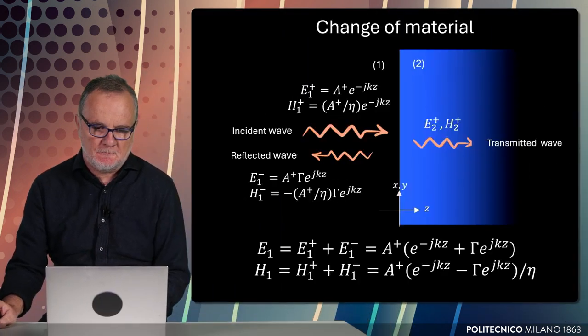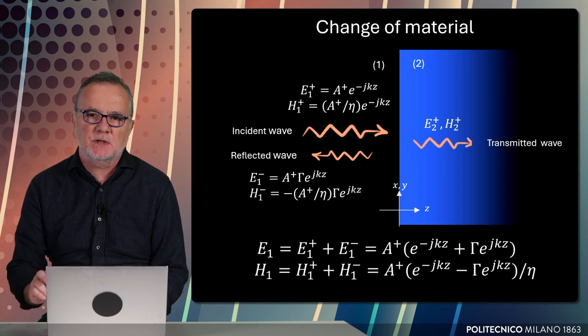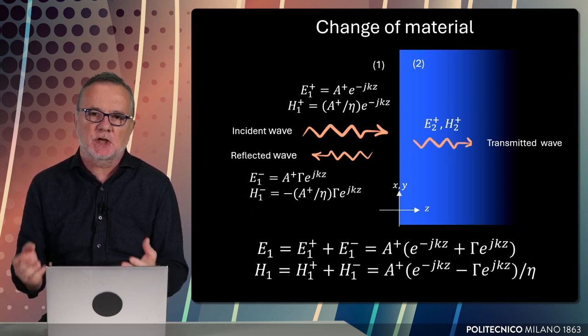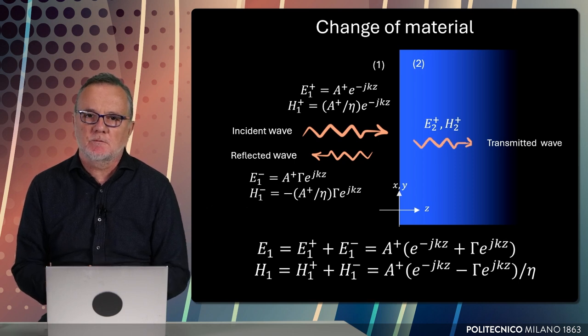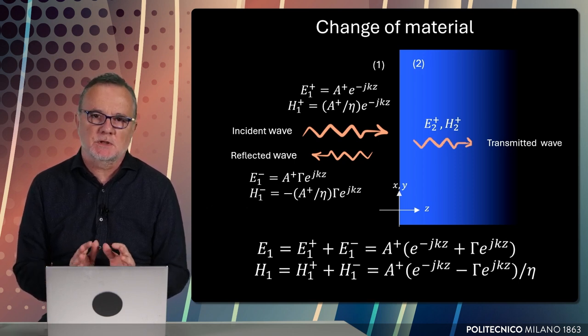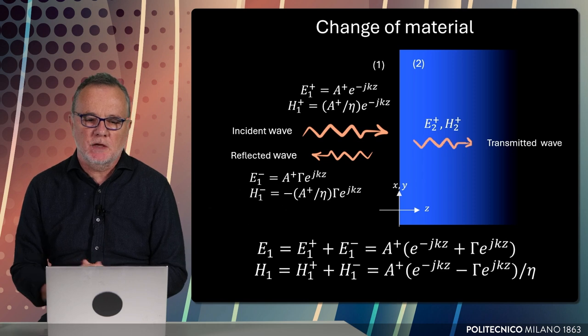We study in this lesson the interference of plane waves, that is, the pattern that is established when two waves are present in the same space and that propagate in opposite direction. So, we already studied that in the presence of a change of material, there is a reflected wave and there is a transmitted wave.